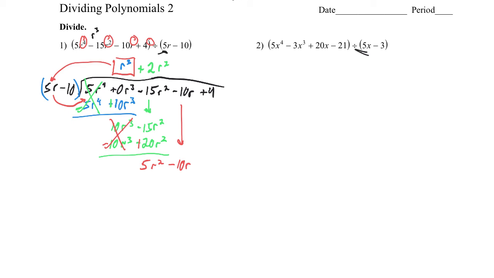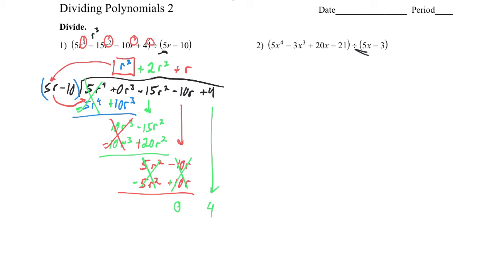What times 5r is 5r squared? All I need now is an r. So I multiply that in. R times 5r is 5r squared. R times negative 10 will be negative 10r. That's interesting. So that's going to change sign. So the 5r squares cancel. And look at that, the 10r's cancel. So I drop this down, and I have a 4.